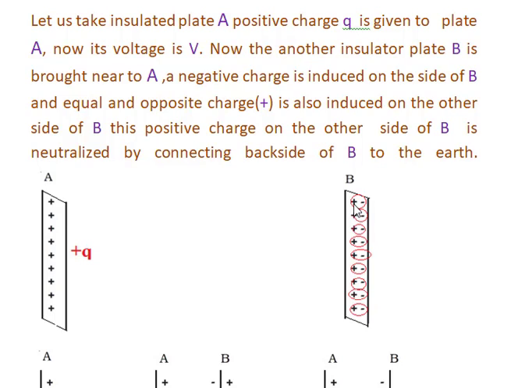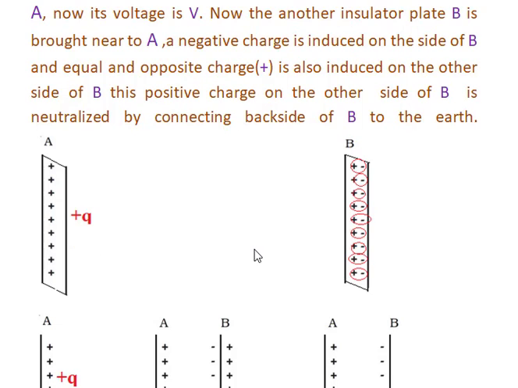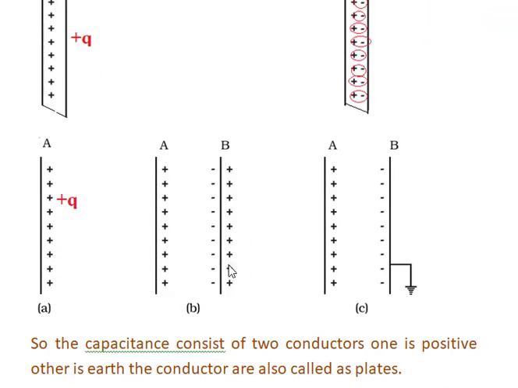It has atoms. The atoms consist of positive charge and negative charge. So this plate consists of bound plus and minus charges. When this insulated plate B is brought near to A, a negative charge is induced on the plate B. So plate A has plus Q positive charges, and this plate is brought nearer to plate B.